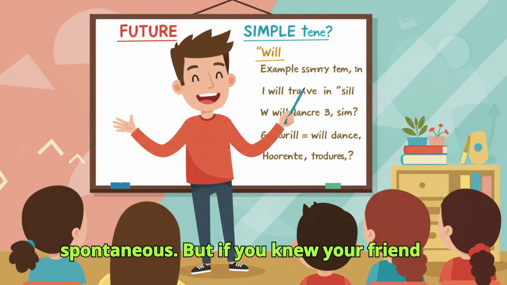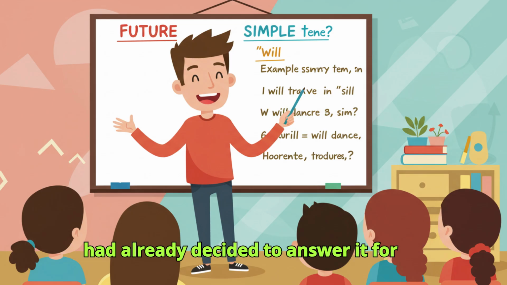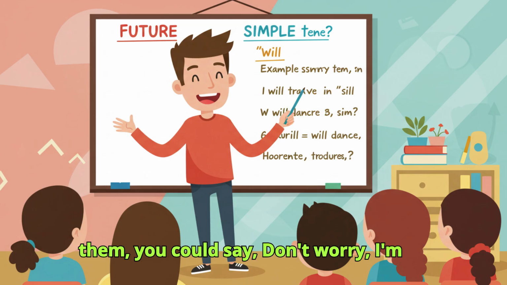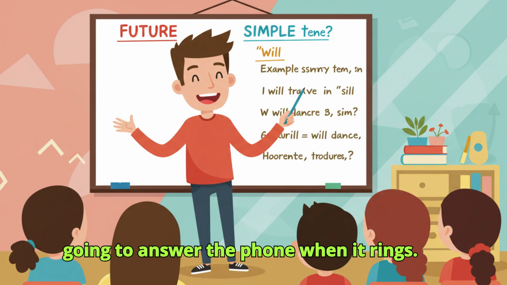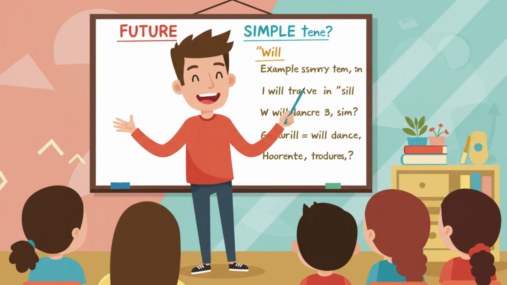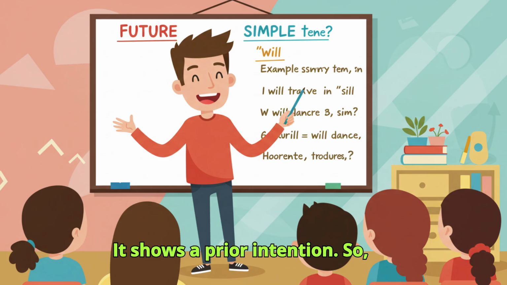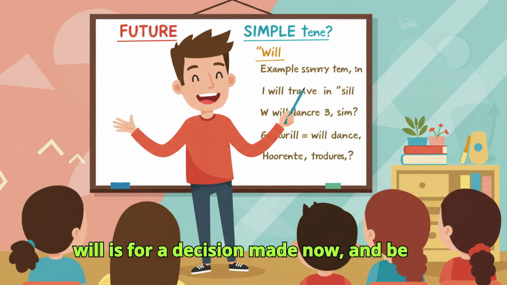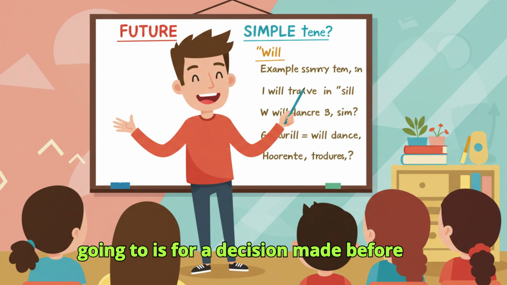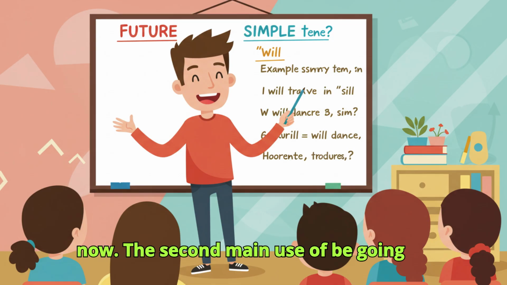But if you knew your friend was expecting an important call and you had already decided to answer it for them, you could say, "Don't worry, I'm going to answer the phone when it rings." It shows a prior intention. So, will is for a decision made now, and be going to is for a decision made before now.